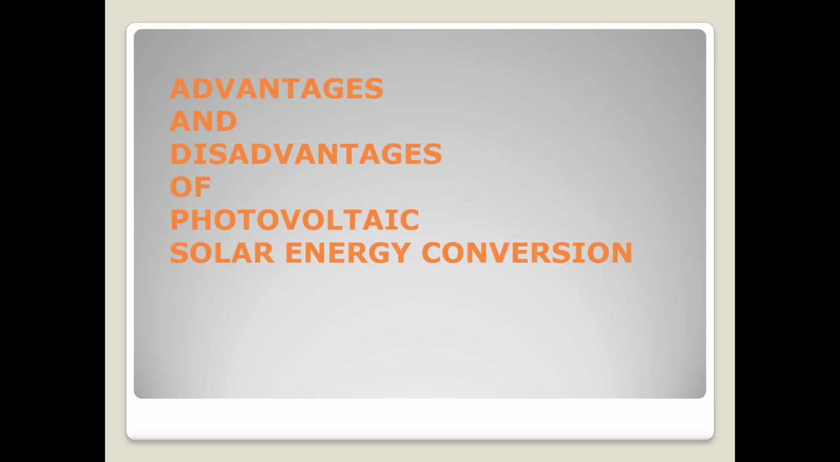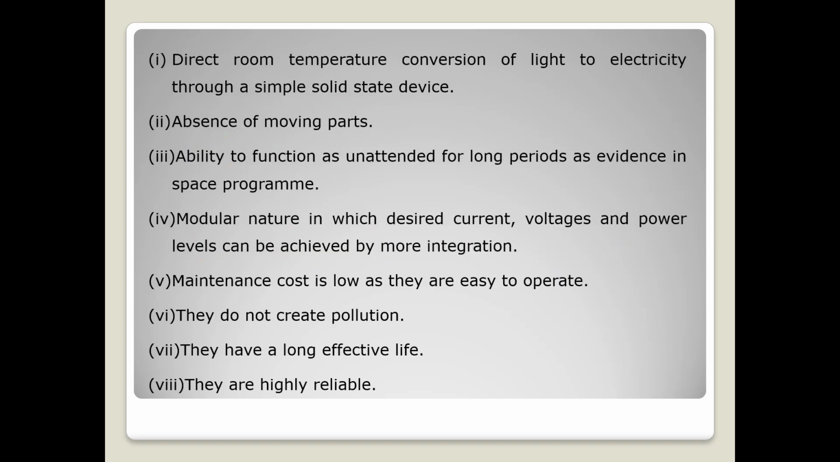Then we are going to see the advantages and disadvantages of PV systems. First advantage: direct conversion at room temperature. At room temperature itself there is a conversion of light to electricity through a simple solid state device. What is a simple solid state device? Here it is a semiconductor device. So, direct conversion of light to electricity. Then, there are no moving parts.